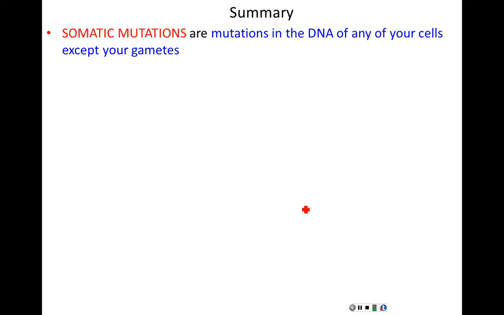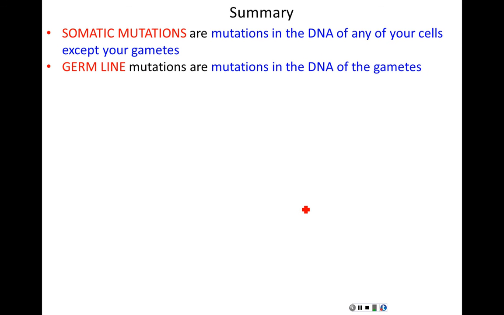So what did we talk about in this lecture on a whole? We started off defining somatic mutations. Somatic mutations are mutations in somatic cells, and somatic cells are non-gametes. These somatic mutations usually result in a patch or clone of mutant cells, but have no effect on the next generation. Germline mutations, on the other hand, are mutations in the DNA of the gametes.